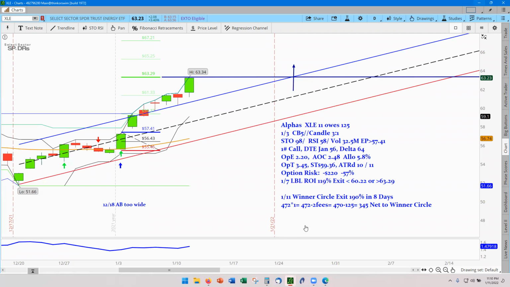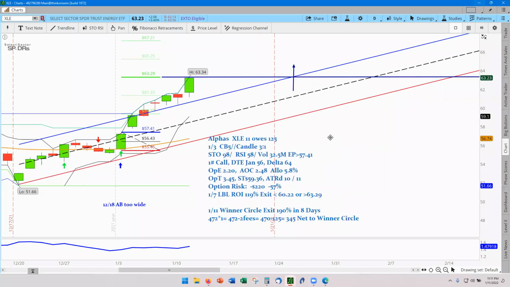All right, come down here in the numbers. We saw the 190 you saw in the calculator earlier. It says 472 on one contract, 472 minus $2 in fees, netting 470 on the trade, minus the 125 owed at 345, and this now moves to my winner's circle. So XLE 11, whatever that trade was I lost $125 on, is now off the books, and it reduces my loss leaders down. All right, let's review quickly as of closing minutes here.